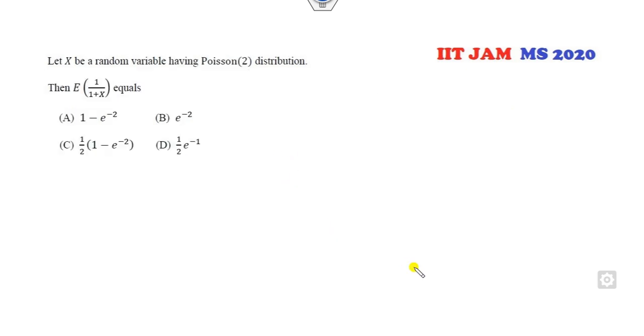Okay, look at this next one. Consider the random variable again. I can open this summation: 1 over 1 plus x, times e raised to power minus lambda, lambda raised to power x over x factorial, while x varies from 0 to infinity. Fine. Then which of the following is the correct statement?